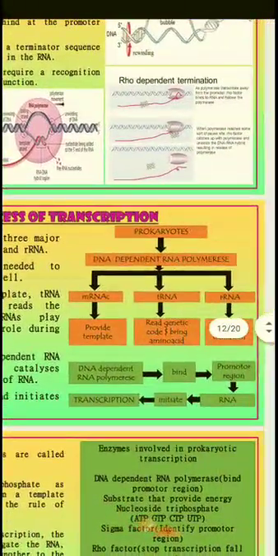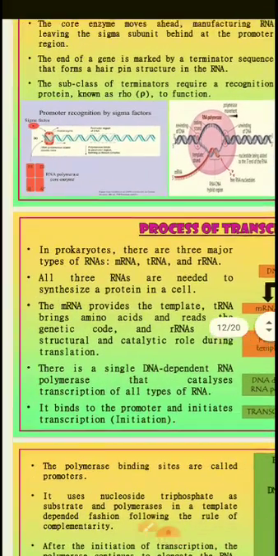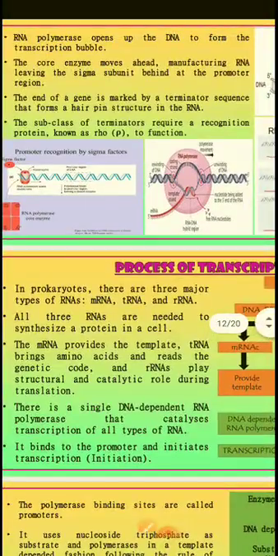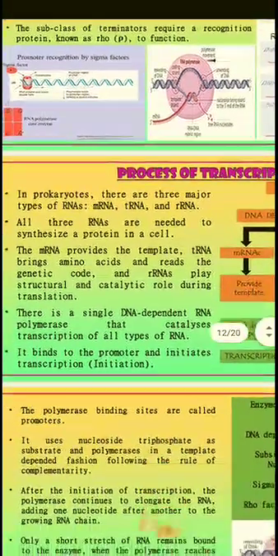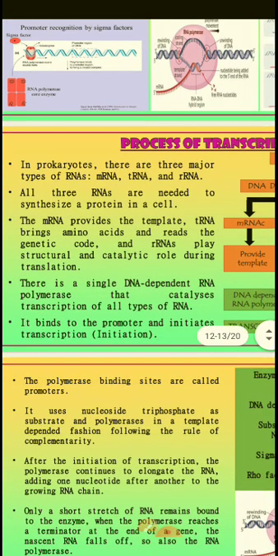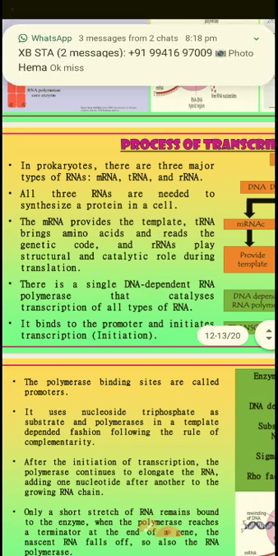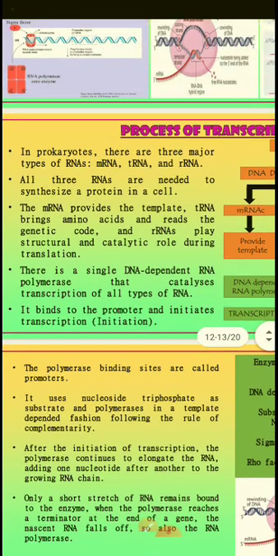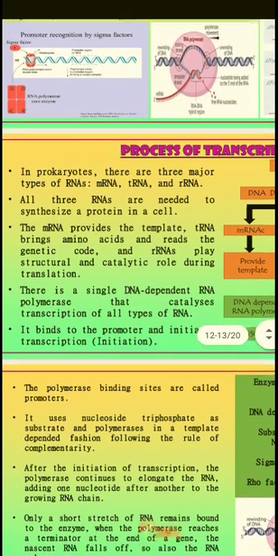See, this is the prokaryotic DNA-dependent RNA polymerase, producing mRNA, tRNA and rRNA. It provides the template; here the coding template is there. Here RNA polymerase binds in the promoter region, and transcription is only initiated there. In prokaryotes there are 3 major types of RNA: messenger RNA, transfer RNA and ribosomal RNA. mRNA means messenger RNA, tRNA means transfer RNA, and rRNA means ribosomal RNA.